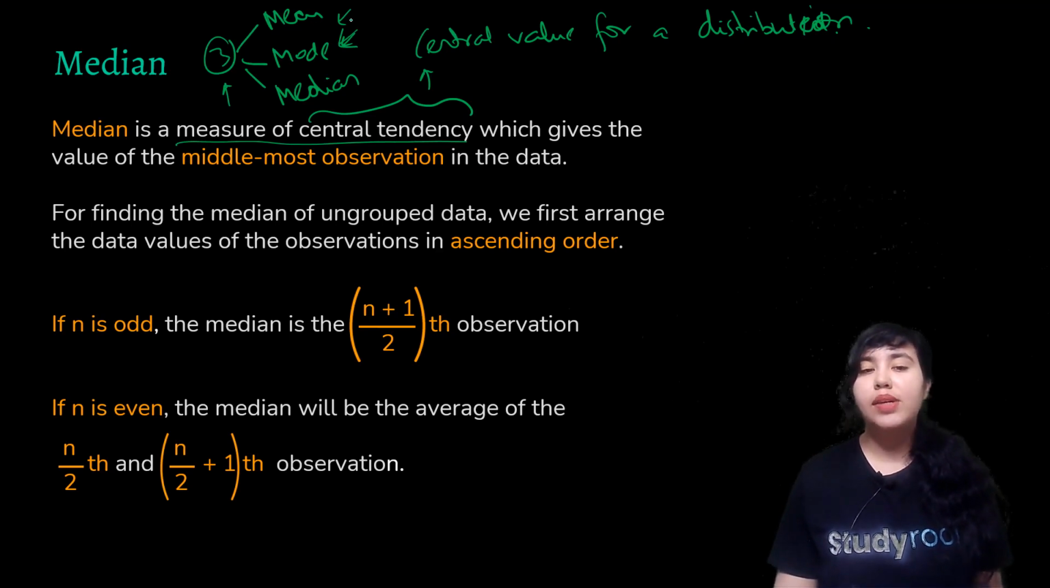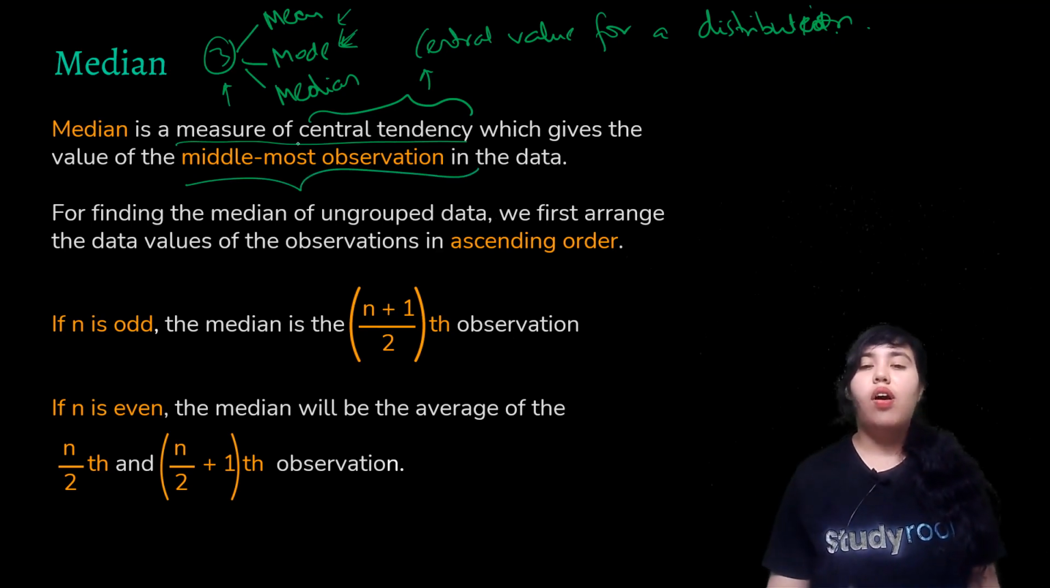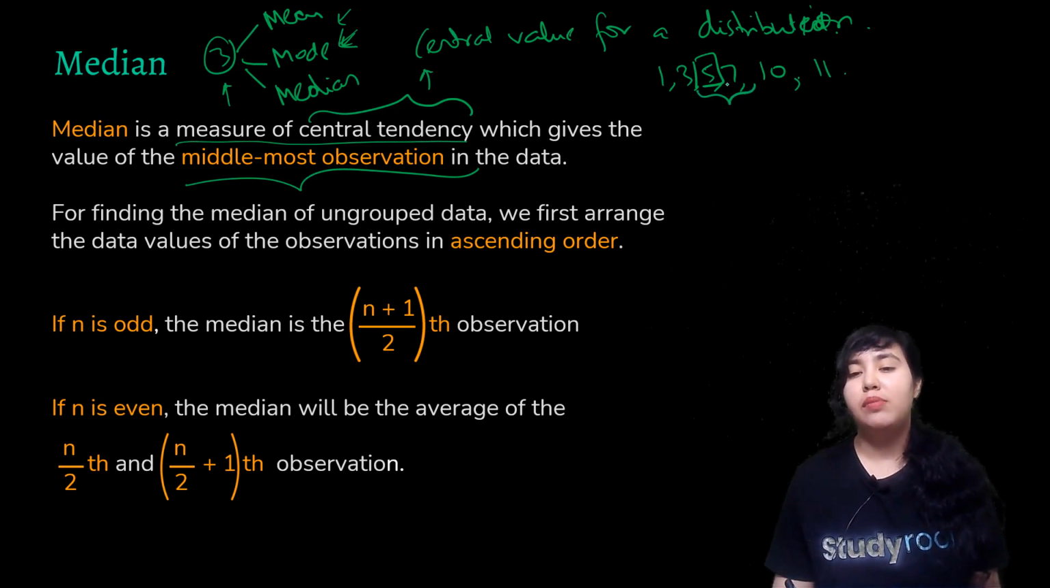We've discussed mean and mode. We now move on to median. What is median? This is the middlemost observation in the data. But it's not always easy to spot. If I give you 1, 3, 5, 7, 10, what will be the middlemost value? This will be 5. But if in the same data I add one more number, say 11, now you have 2 numbers in the middle, 5 and 7.